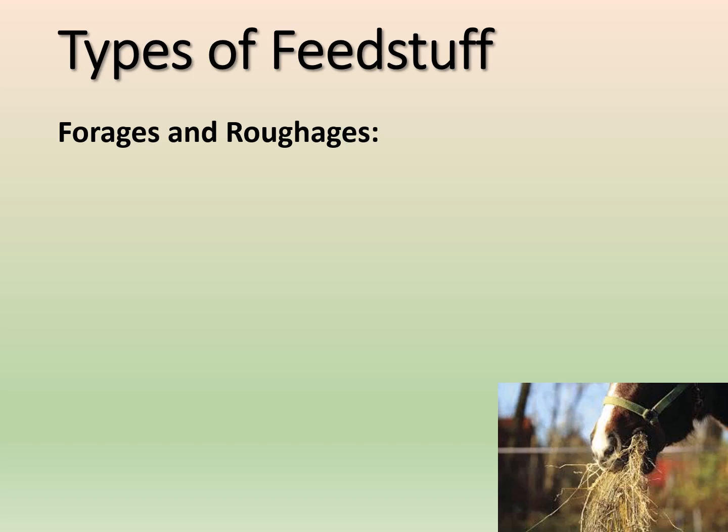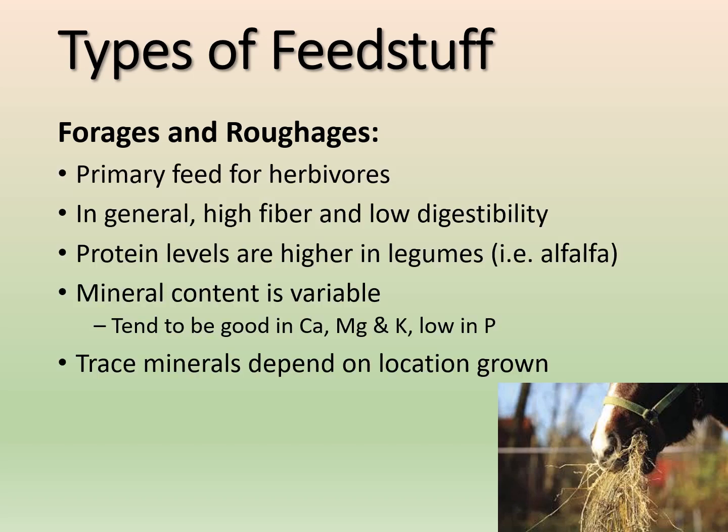If we talk about forages and roughages all together as a category of feed, who do we feed this type of feedstuff to? We usually feed herbivores this, with its high cellulose and high fiber content. They have high fiber, but they tend to have low digestibility due to all that cellulose. It depends on the type of forage or roughage for the protein levels. They tend to be higher in our legumes, such as alfalfa.